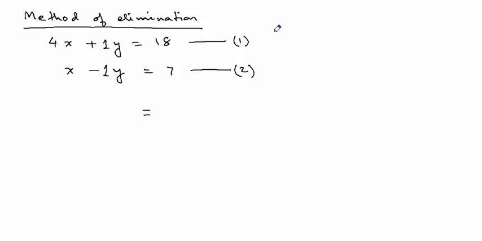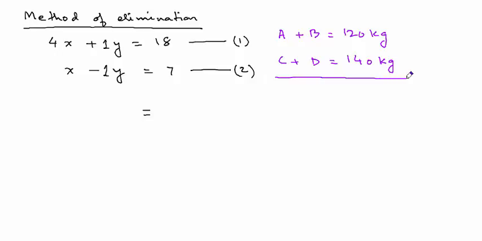Let's say there are four persons A, B, C and D. And let's say the weights of A and B combined is 120 kilograms, and the weights of C and D combined is 140 kilograms. Now if I were to ask you to find out the combined weight of all four persons, you know the answer is 120 plus 140, which is 260.